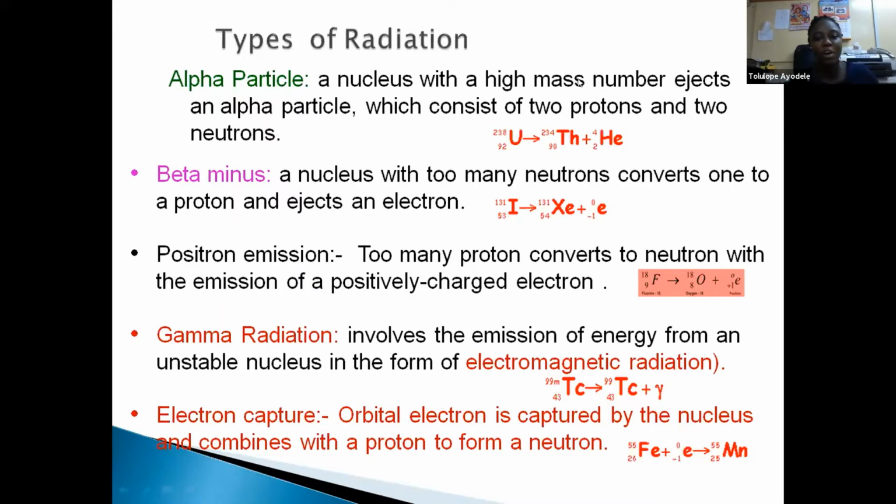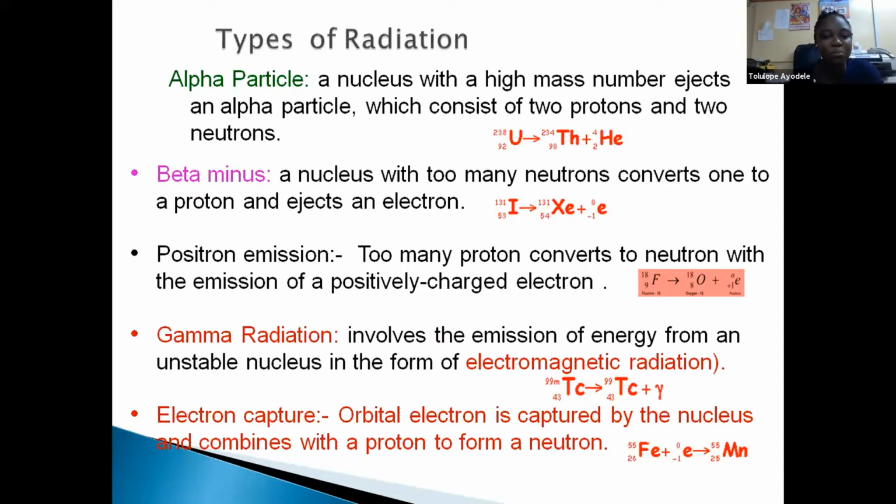We have the alpha particle, which has a high mass number. And as you can see from my screen, you have the basic knowledge of what an alpha particle is. It's a heavy element. An example is uranium-238, and this is an example of a nucleus that undergoes alpha particle emission, as its mass number decreases by 4, emission of a helium particle, while the atomic number reduces by 2.